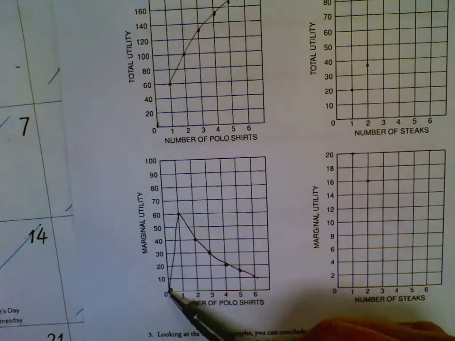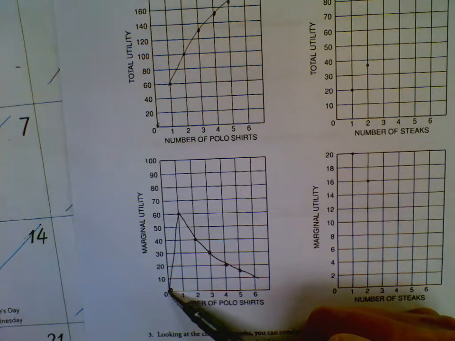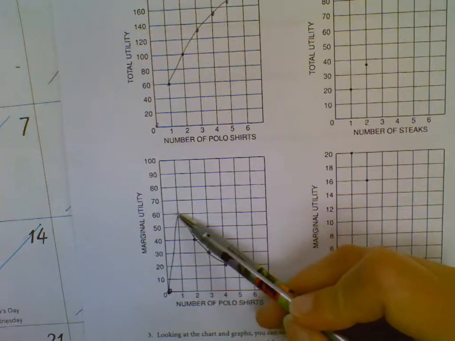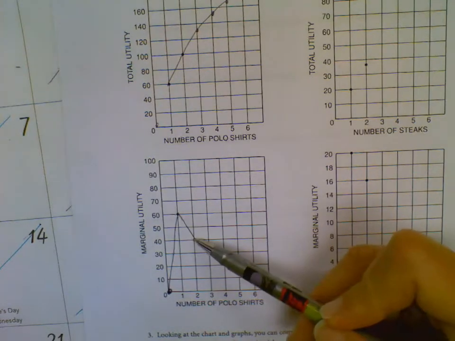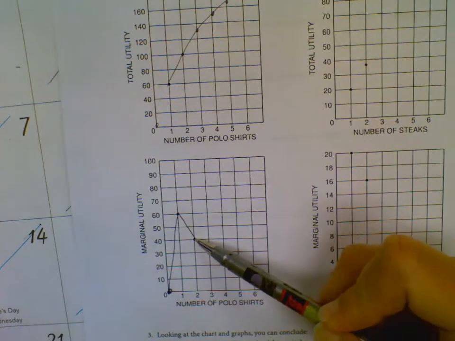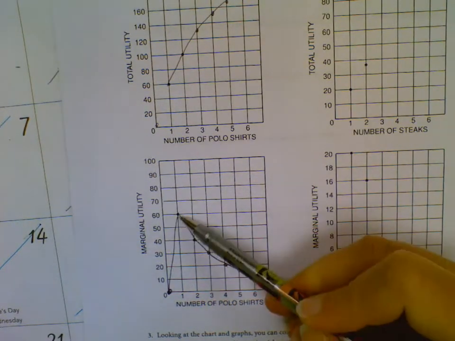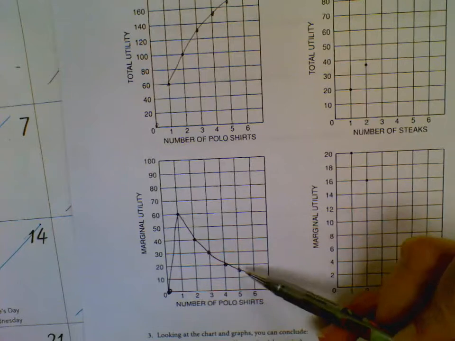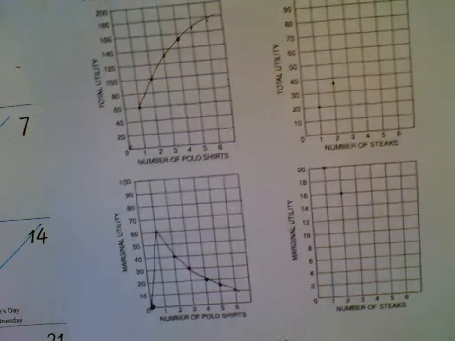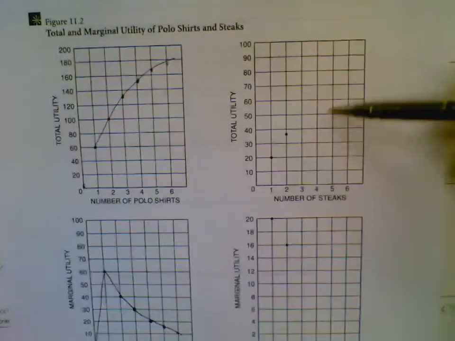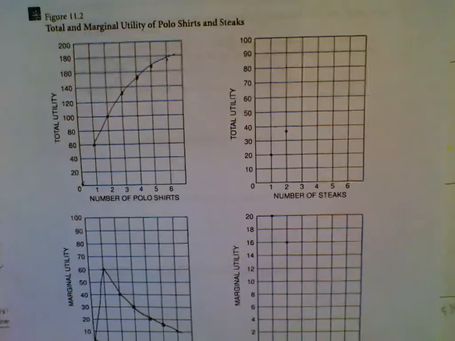When we start at 0, no polo shirts at all, our first polo shirt is very satisfying. Our second one is not nearly as satisfying as the one before, and our satisfaction decreases with each one. So the only way to get me to purchase additional units is to lower the price. I'm going to let you work through the steaks, since I've already done this one.